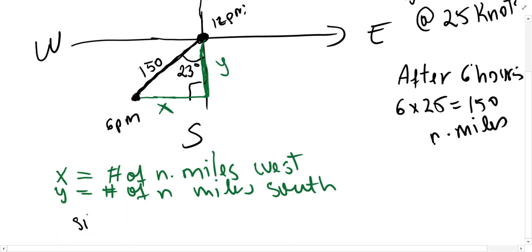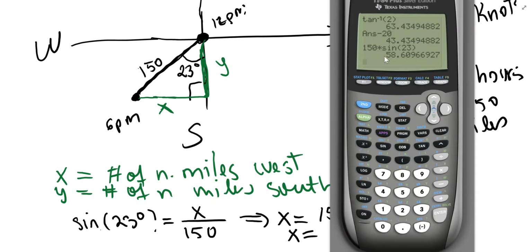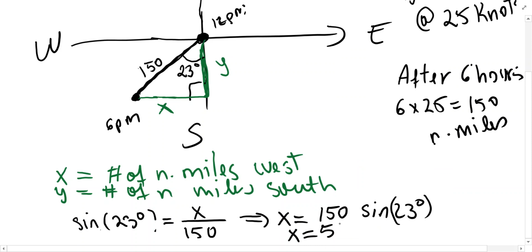So if I do sine of 23 degrees, I get that it's opposite, which is my x, over the hypotenuse, which is 150. So then if I solve for x in here, x is going to be 150 times sine of 23 degrees. And when you put 150 times sine of 23 degrees in your calculator, you get 58.61. So that is my x right here.